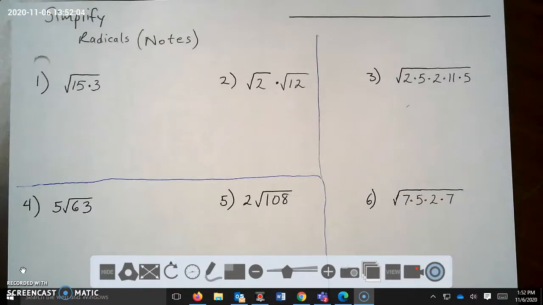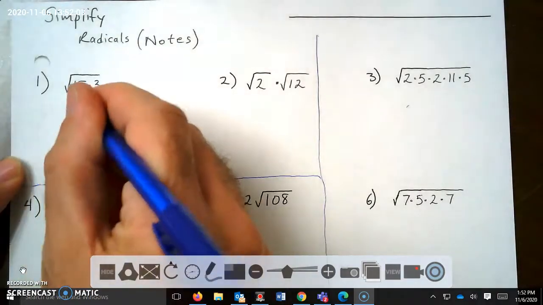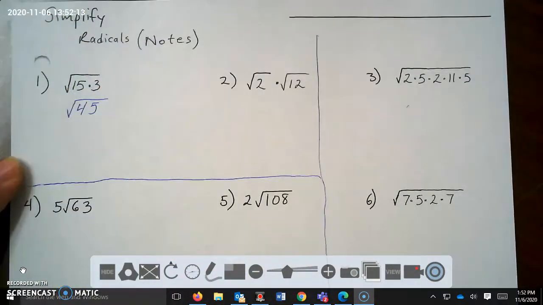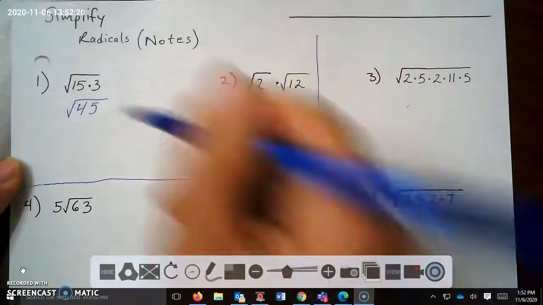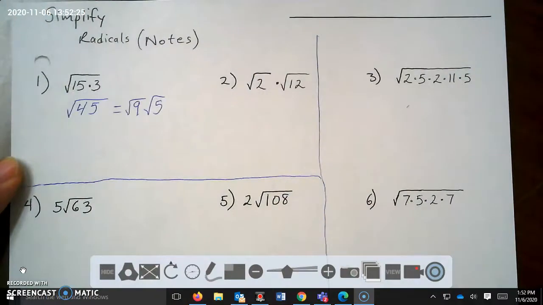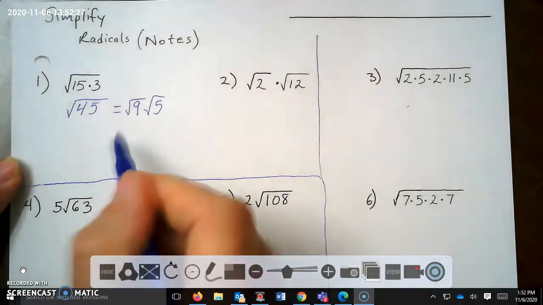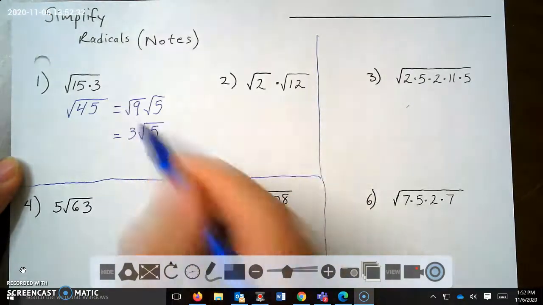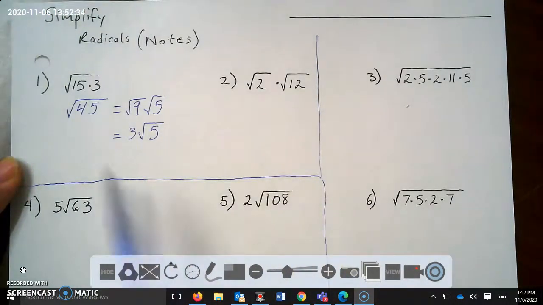So the first thing I would do is multiply. 15 times 3 is 45. Don't lose the square root sign. Now, from here, you do what we were doing before. Find the greatest perfect square in 45, which is 9. It's the only perfect square that goes into 45. Take the square root of 9, which is 3, and 5 stays under the radical. So the only extra step here is you multiply.